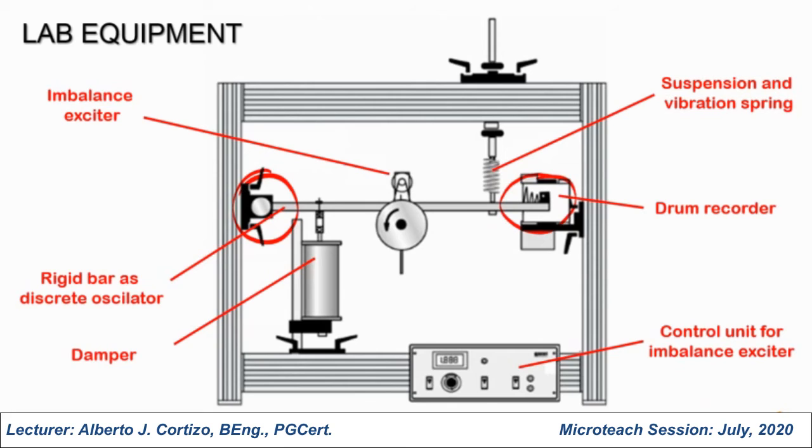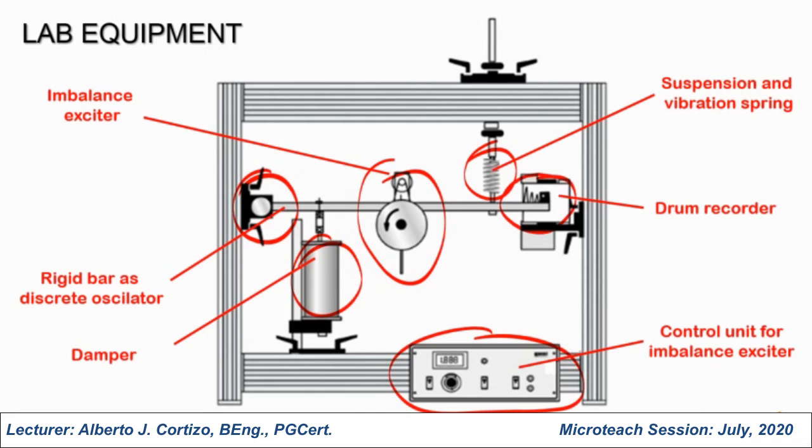And we also have an imbalance exciter responsible for creating the cyclic force, and a damper to represent the damping C, and the spring to represent the factor K. There's also a control unit that we can use to change the frequency of the rotating mass in the imbalance exciter.